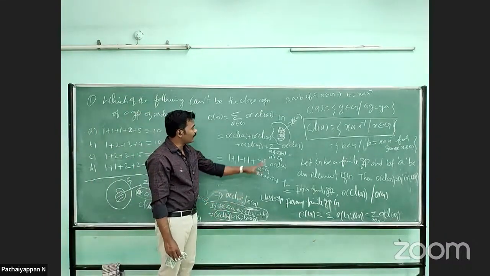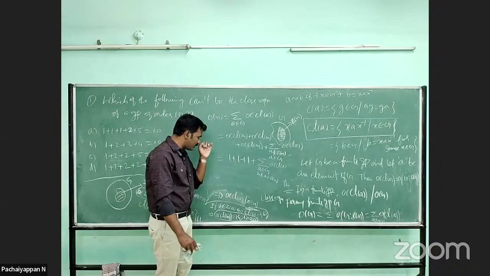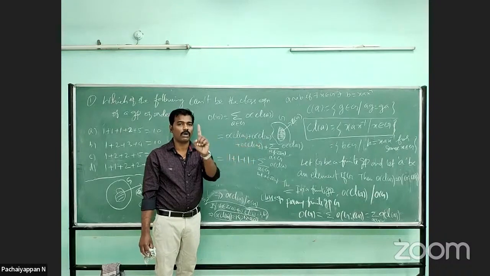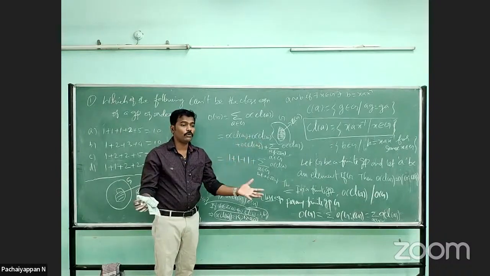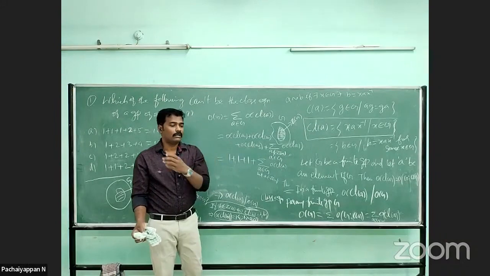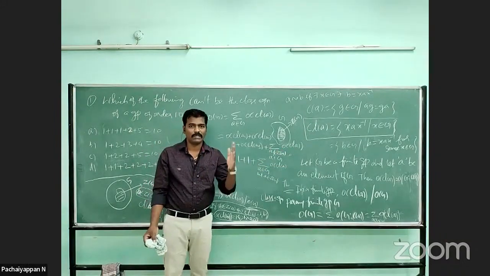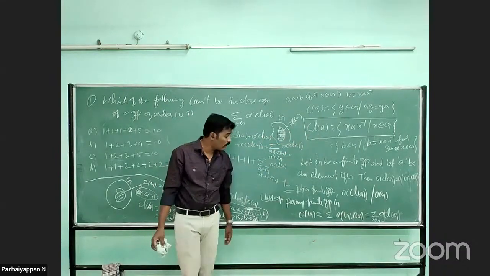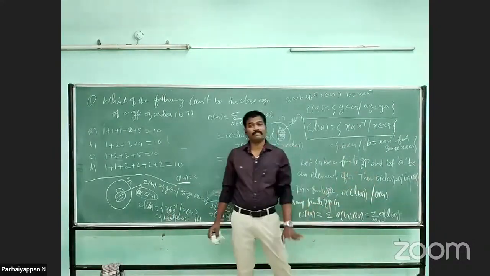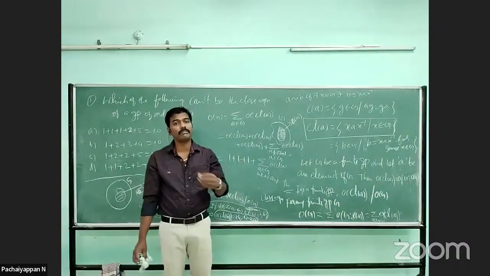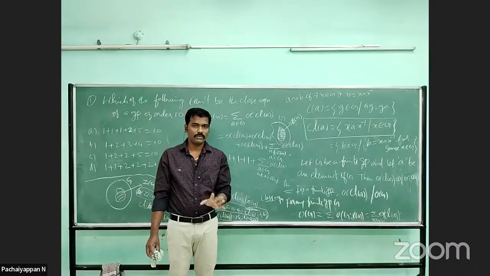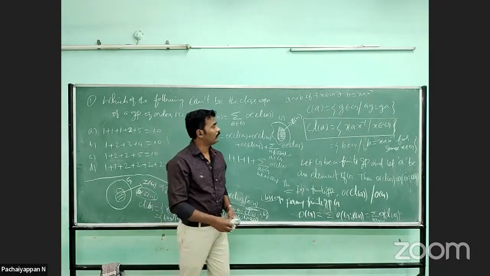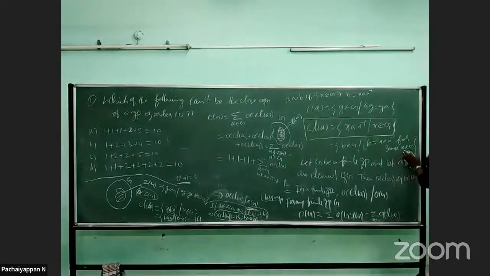So very clear. If an element is in the center, its corresponding order of the class is 1 only. If G is a group and the center has 5 elements, then the corresponding class equation is 1 plus 1 plus 1 plus 1 plus 1 plus the remaining, which we don't know, and whose sum is the order of G. Are you okay? Yes, sir. Okay. One more question I will ask.